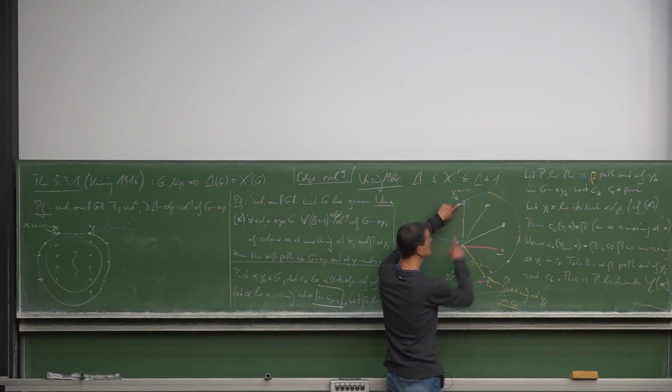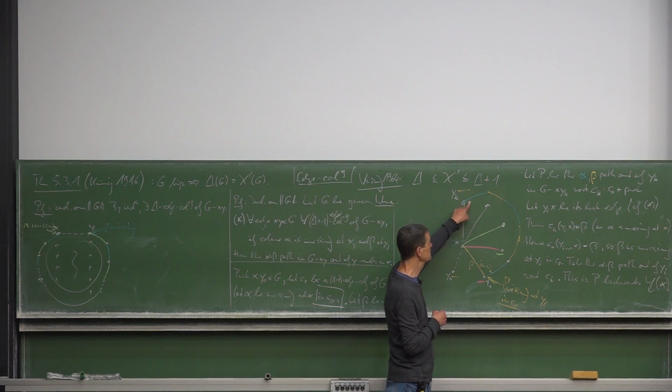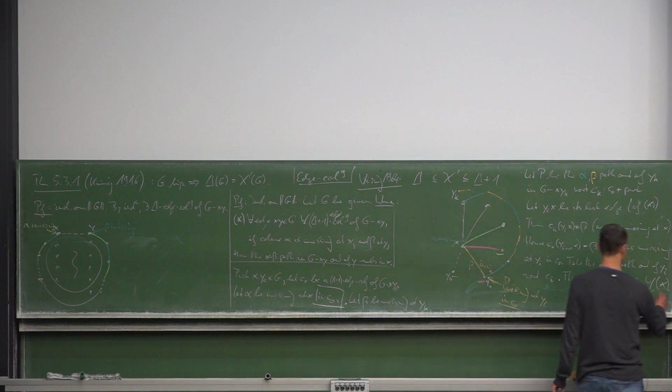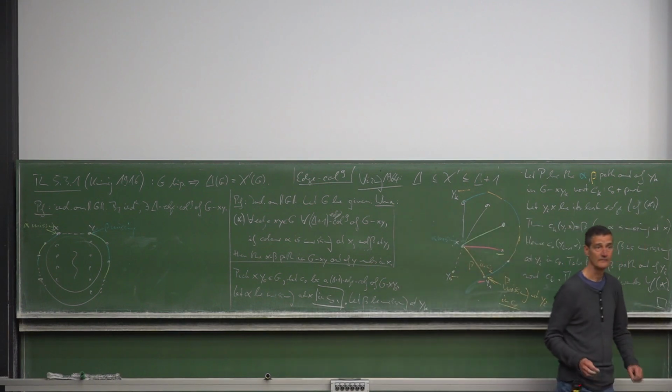It ends here, because this is an alpha edge, this last edge, and there's no yellow edge, there's no beta edge out of yk, because beta is missing at yk. And that's the proof.